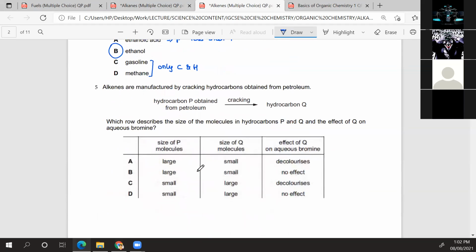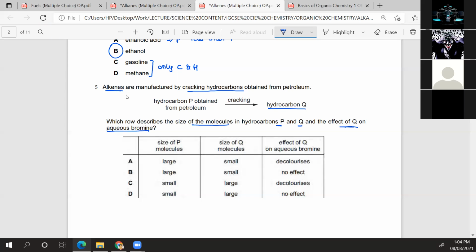Let's go to question number 5, alkenes. Please write this question. Miss, I think it is B. Okay, let us check. Alkenes are manufactured by cracking hydrocarbons obtained from petroleum. From hydrocarbon P obtained from petroleum, by cracking you get hydrocarbon Q. Which row describes the size of molecules in hydrocarbon P and Q and the effect of Q on aqueous bromine?